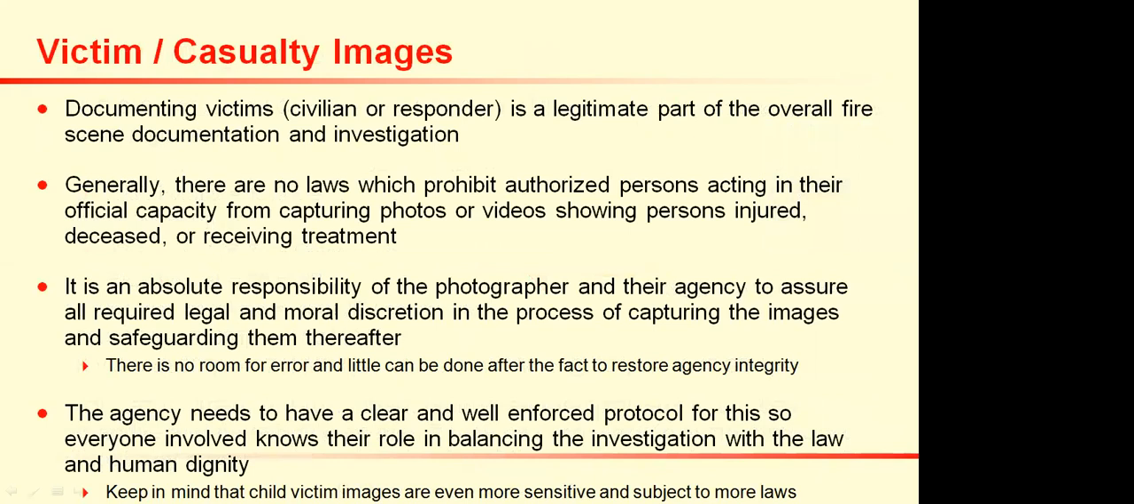Speaking about the victim and casualty photos, particularly from that earlier court case, obviously we have protocol and sometimes legal requirements for when we capture images of people who are injured or deceased, whether they be adults or juveniles. Just make sure that as part of your image archiving, you're addressing those.